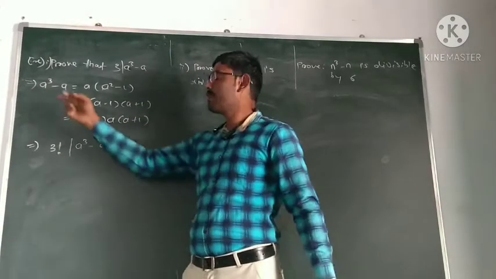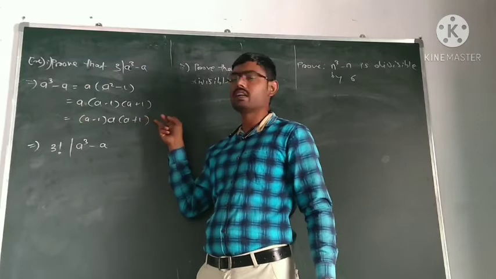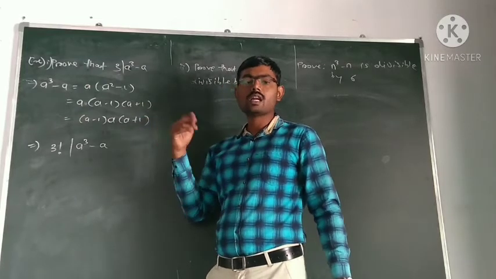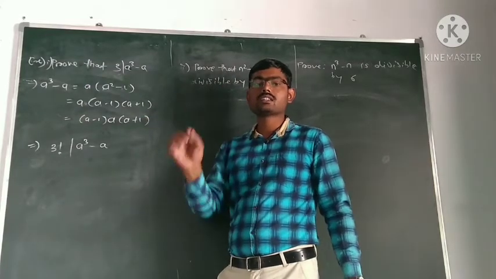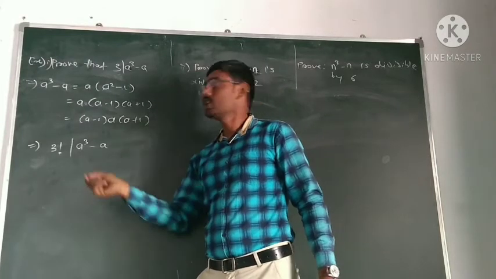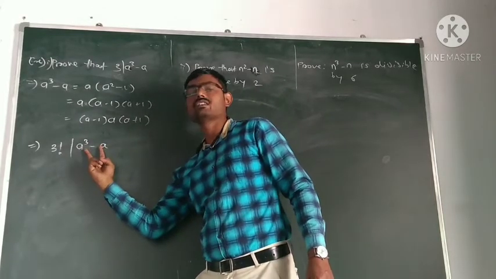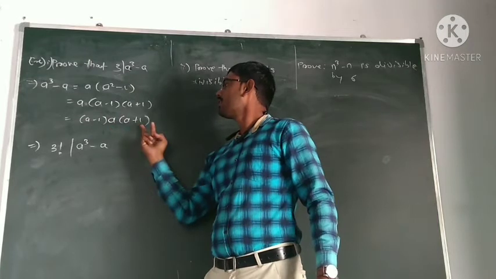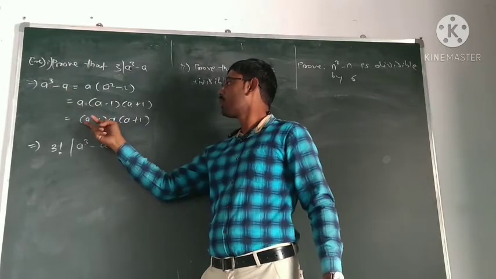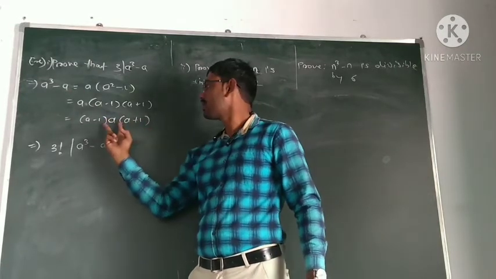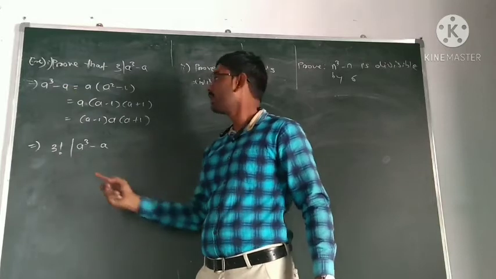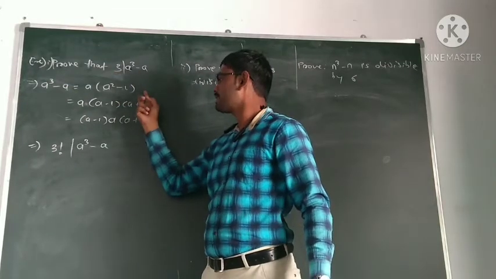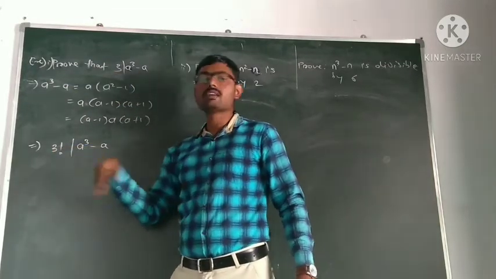Why? Because a cube minus a is nothing but the product of 3 consecutive integers, and we know the theorem suggests m factorial divides the product of m consecutive integers. So 3 factorial divides the product of 3 consecutive integers, so this is divisible by 3 factorial. Okay. What we have to prove? 3 divides a cube minus a. We have shown 3 factorial divides a cube minus a.